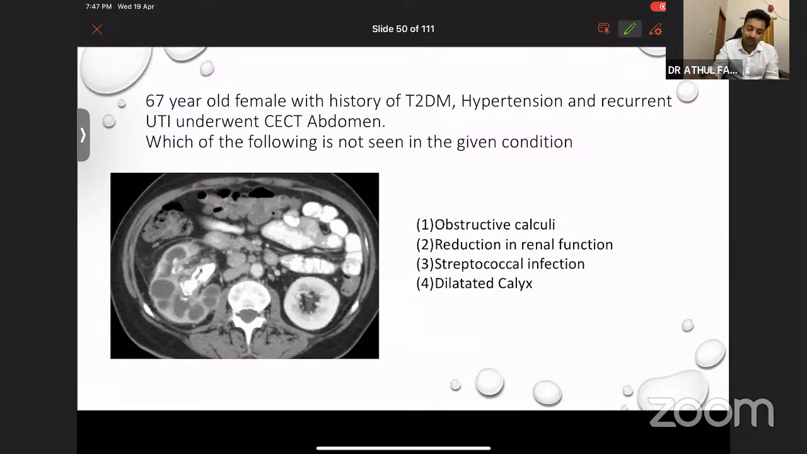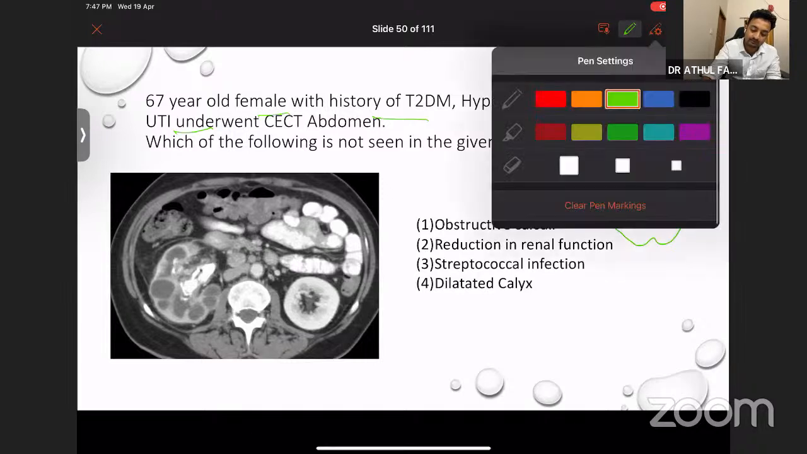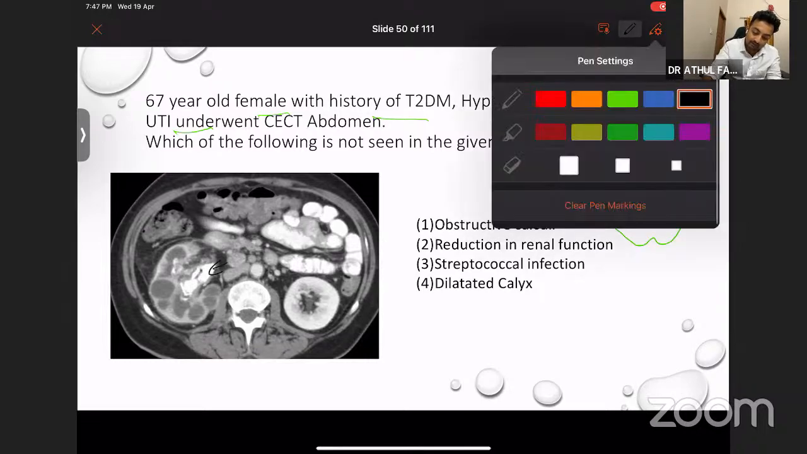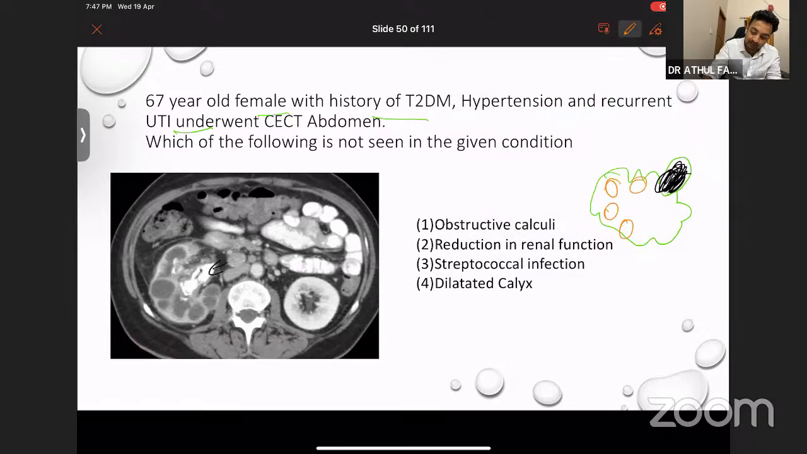Now renal infections are very important. A 67 year old female with a history of type 2 diabetes mellitus and recurrent UTI came to you. So you did the CT. You are seeing a classical appearance. Multiple dilated calyces and one calculus. So there is an obstructive calculus. This is the calculus with multiple dilated calyces like this, giving the classical appearance. What is this appearance? This is the bear paw appearance.